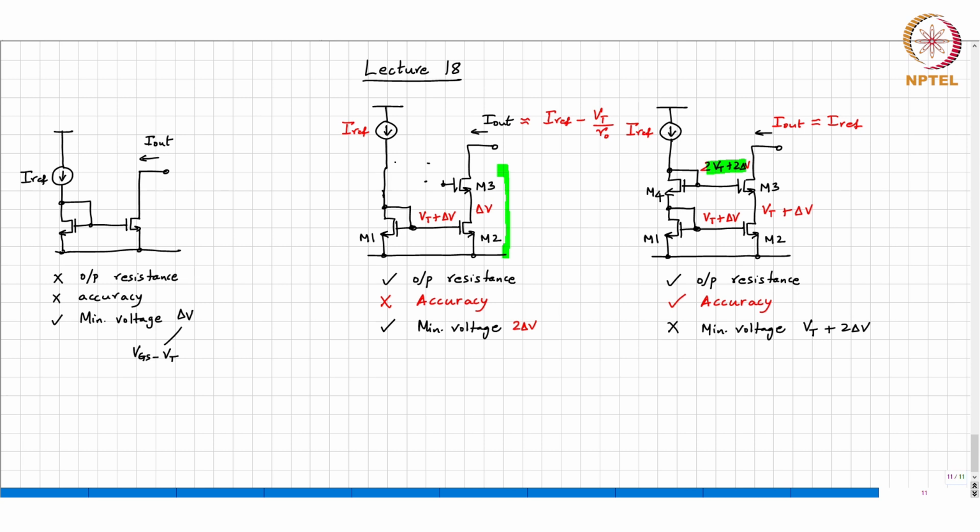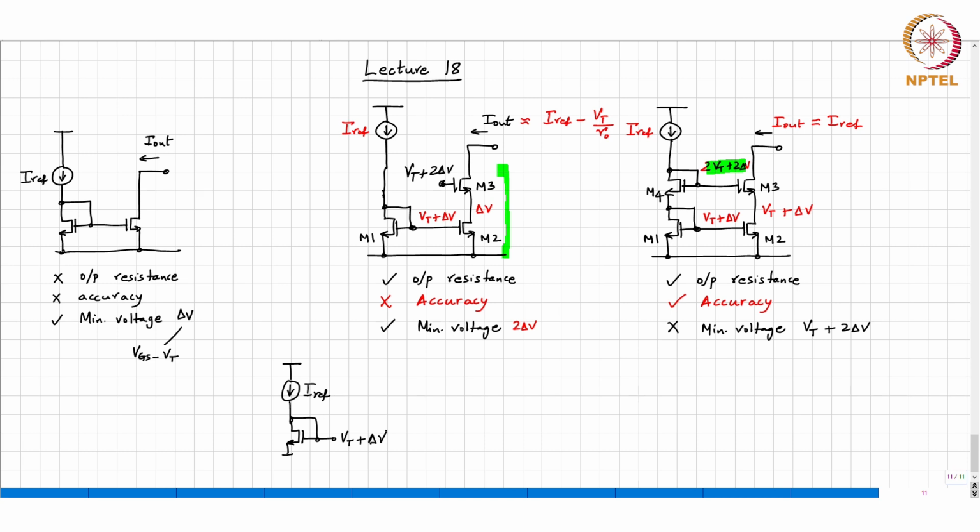So what voltage do we need here? We need Vt plus 2 delta. Okay. The question is how do we get Vt plus 2 delta? If I want to get Vt plus delta V, what will you do? I mean, if you want to generate a voltage which is Vt plus delta V, what will you do? You will take Iref and connect it into a diode connected transistor. Right. So this is giving me Vt plus delta V.